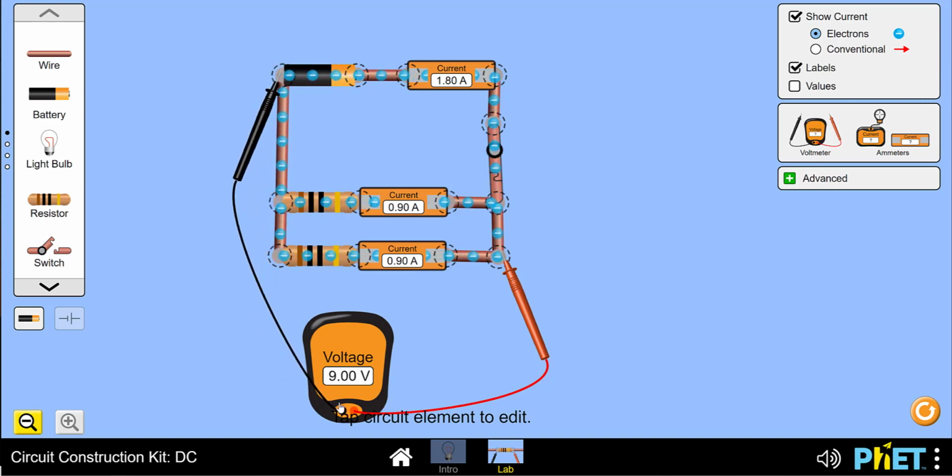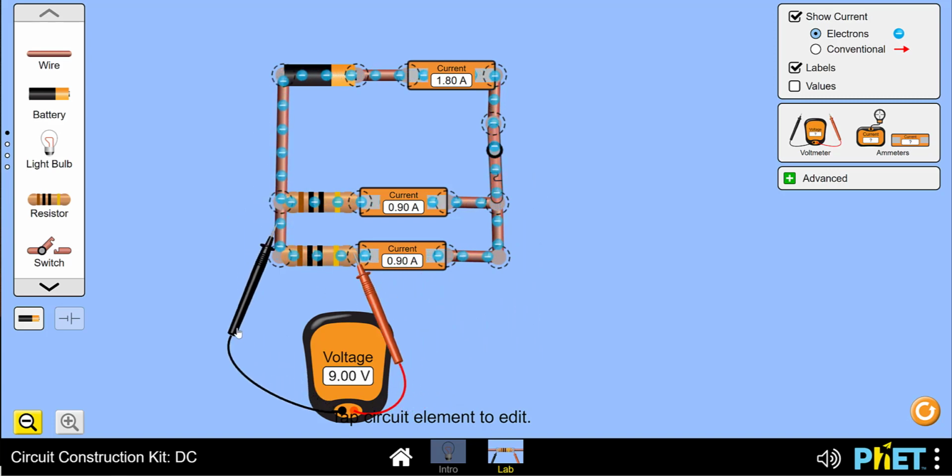We can see it doesn't matter where we put a terminal of our voltmeter on each side of the circuit, we've got the same potential difference all along each side of our parallel combination of resistors. So this means that the equivalent resistance of this group of resistors is 9 volts divided by 1.8 amps, which is 5 ohms.